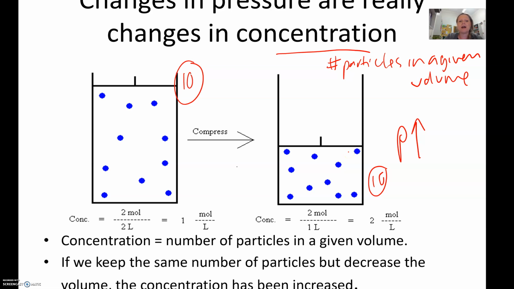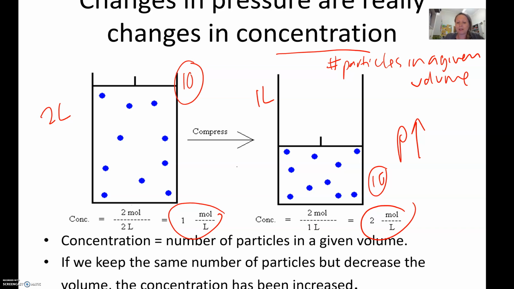So the same number of particles, but this volume is 2 litres and this volume is 1 litre. If we change the pressure by decreasing the volume, what we've effectively done is increase the concentration, because here we've got 10 particles in 2 litres, which, let's say, is 2 moles. 2 moles over 2 litres is 1 mole per litre. Here you've still got the 2 moles, but now you've only got 1 litre, which equals 2 moles per litre. So really, pressure changes are actually just concentration changes. That's just an interesting tidbit to keep in mind.